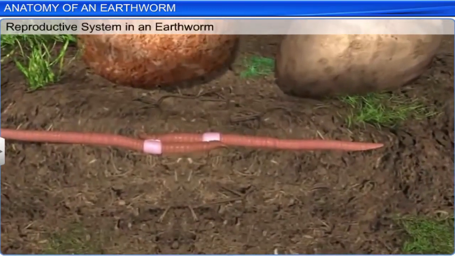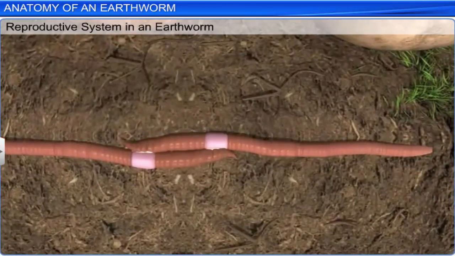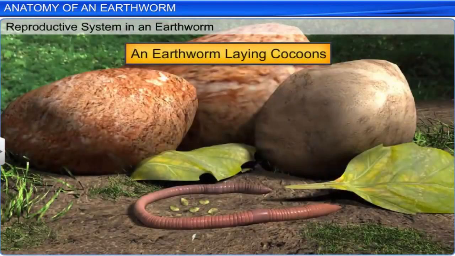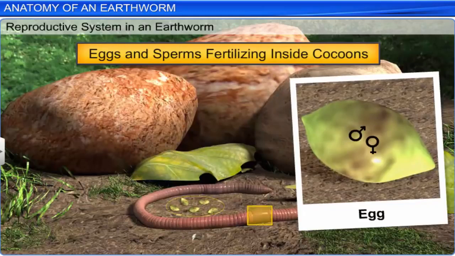Although earthworms are hermaphrodites, each worm mates with another worm. While mating, two worms lie in a juxtaposed position, resulting in a mutual exchange of sperm between the two worms. Later, cocoons containing mature sperm, eggs, and a nutritive fluid are secreted by the gland cells of the clitellum. The eggs are fertilized by the sperm in the cocoons and are deposited in the soil.